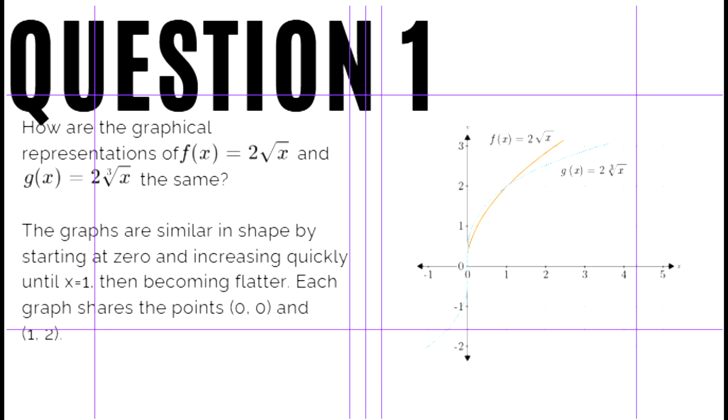So first, the graphs are similar in shape by starting at 0 and increasing quickly until x equals 1. Then becoming flatter, each graph shares the points (0, 0) and (1, 2). They intersect at those 2 points. We're only looking at how they're the same. Okay. Let's go on to question number 2.